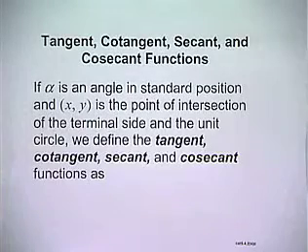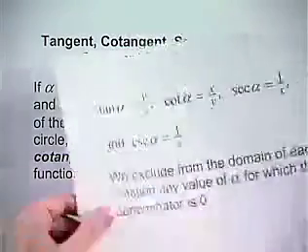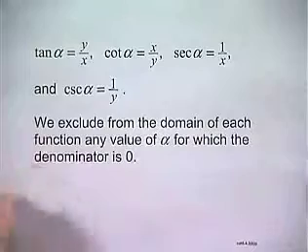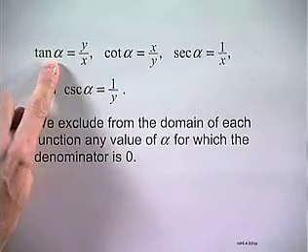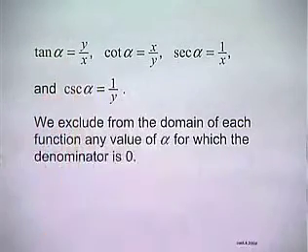If alpha is an angle in standard position and (x, y) is the point of intersection of the terminal side and the unit circle, we define the tangent, cotangent, secant, and cosecant functions as follows. The tangent of alpha is equal to y over x. Cotangent of alpha is x over y, secant of alpha is 1 over x, and cosecant of alpha is 1 over y. We exclude from the domain of each function any value of alpha for which the denominator is 0.